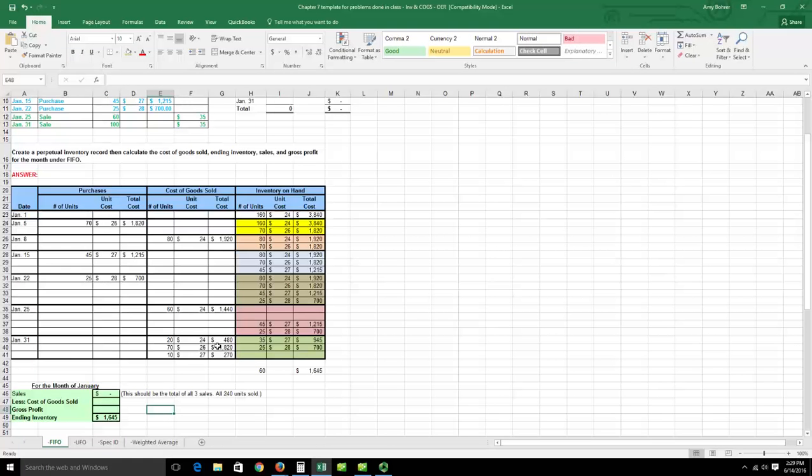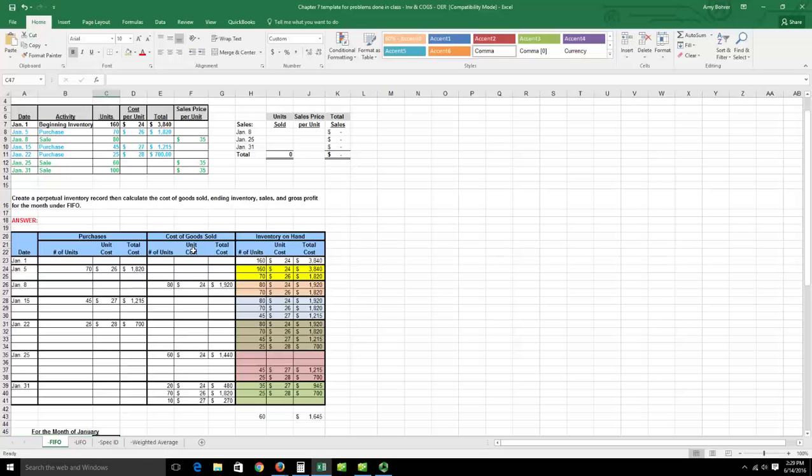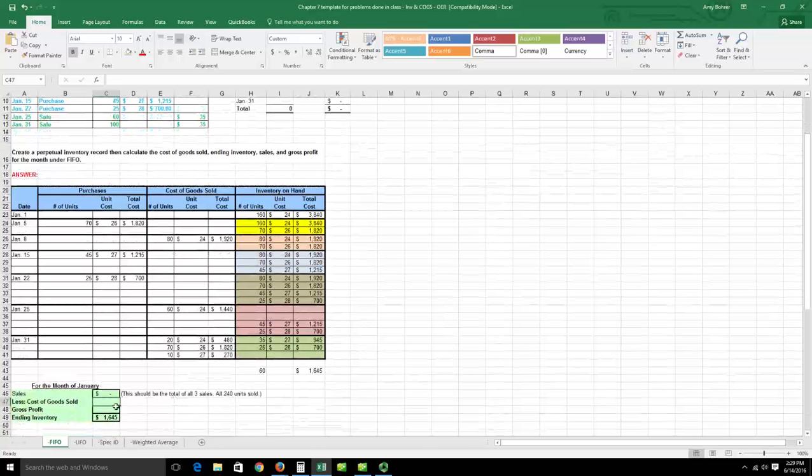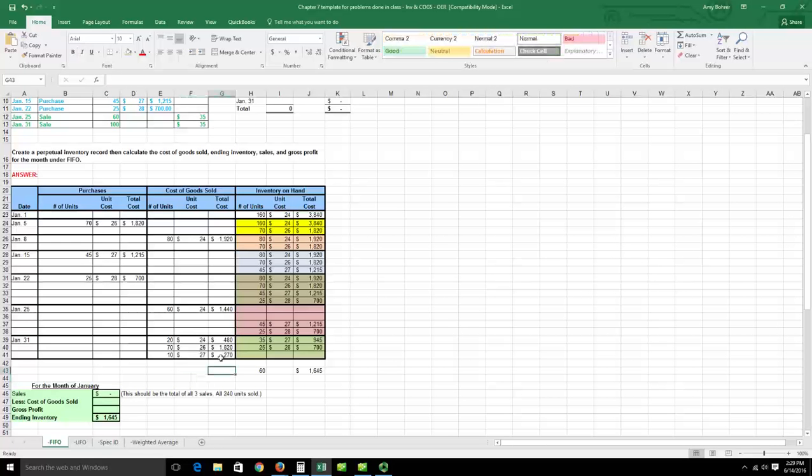Okay. The next thing it asks you is for your cost of goods sold for the month. You've got this cost of goods sold column and you figured out how much these 80 units cost you when you sold them, how much these 60 units cost you, and how much these 100 units cost you. But what's asking you here is your cost of goods sold for the whole month. So what you have to do, again, is do a calculation for the month where you're adding up all these costs for the whole month.